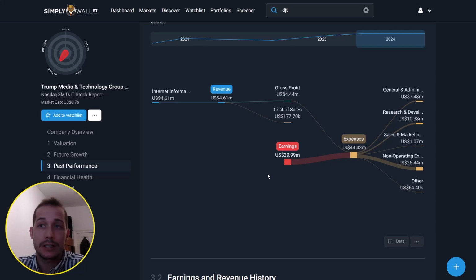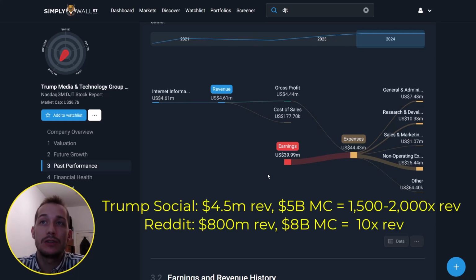We're going to go to the charts in a second. But, and this is the crazy part, DJT with a 4.5 million revenue and a 5 billion market cap is about 1,500 to 2,000 times revenue. That's insane, depending on what day you look. So it's super overvalued. It's like peak meme stock right now, no matter how you want to look at it.